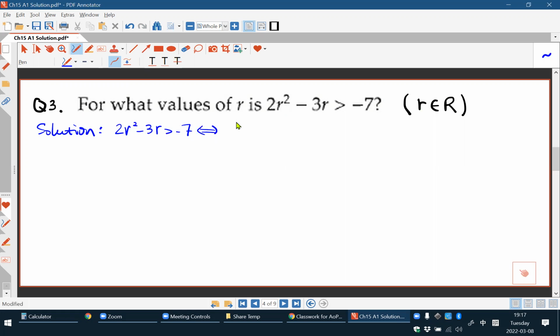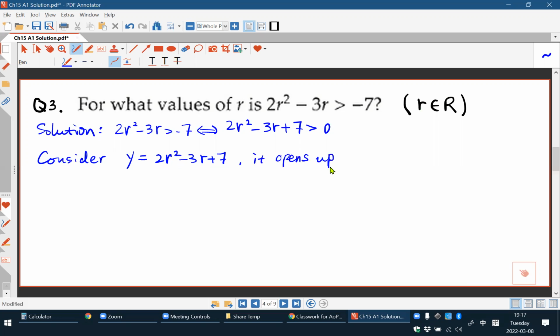This is equivalent to 2r squared minus 3r plus 7 greater than 0, right? And apparently the left side is a quadratic function. So we need to consider the function on the left. Then first of all, the leading coefficient is greater than 0, so the function on the left opens up, right? Then let's find its zeros.